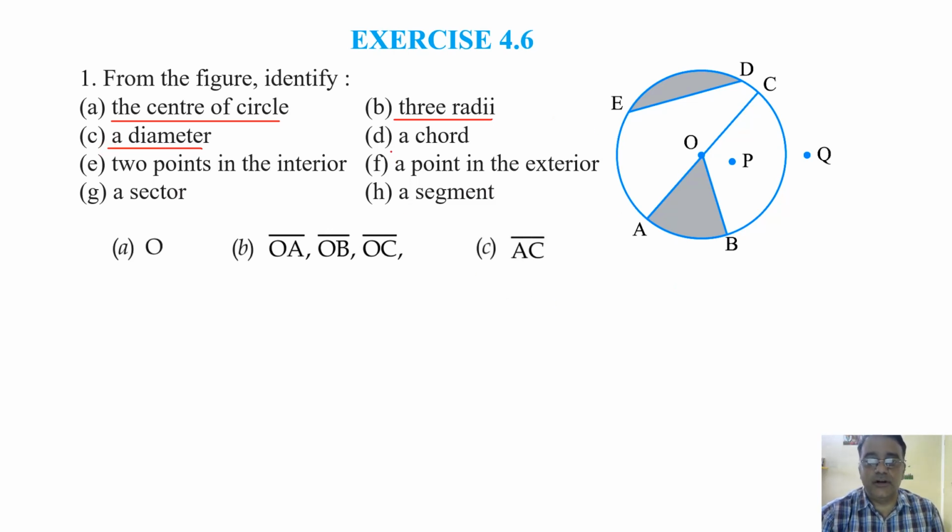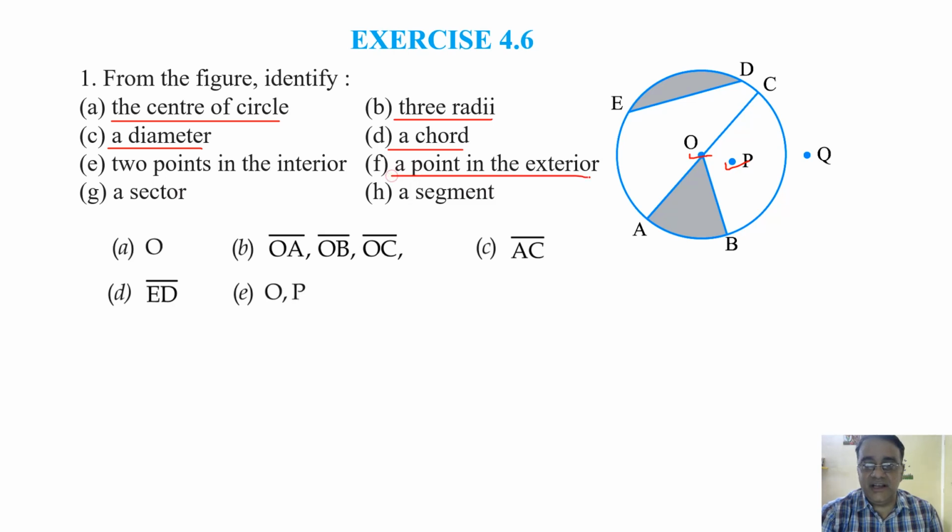Right. Next is chord. Chord is ED. If a student writes AC, then also it is correct, because a diameter is also a chord. Next, two points in the interior. You can write P and you can write O also. The center always lies inside. Okay, O and P.